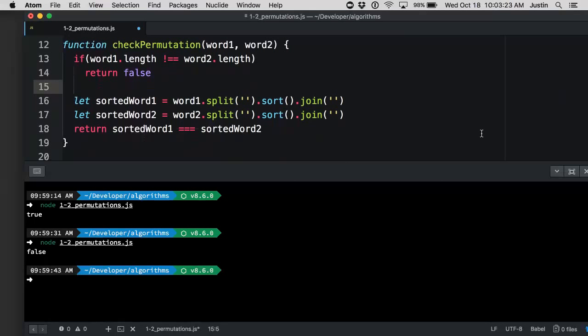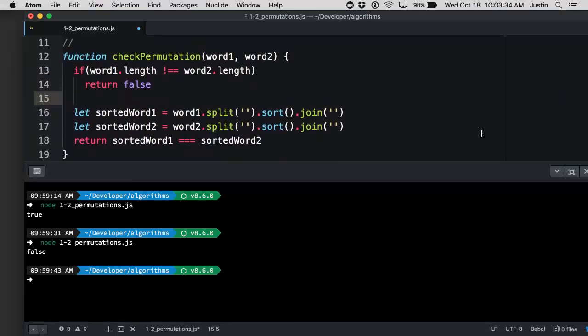Now, if you want to do this without sorting, you can use includes. If you have an array, you can use includes. But with includes, I think the problem would be, if we have two A's and you say A includes, it's still going to say A, but we're not sure if we have two A's.